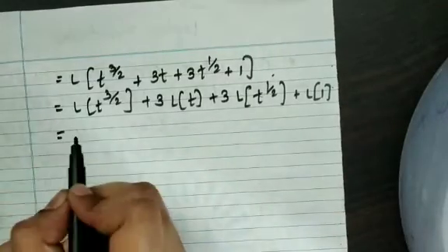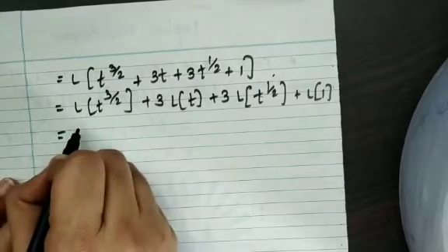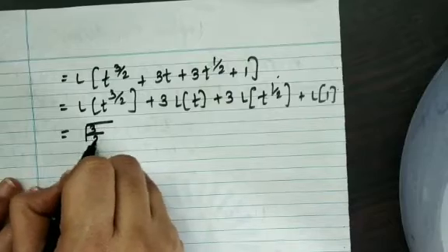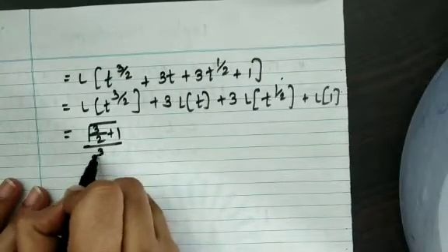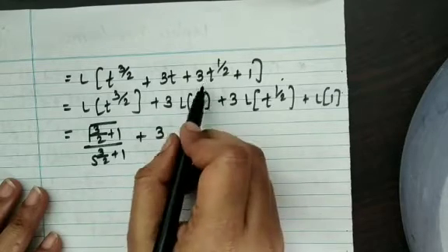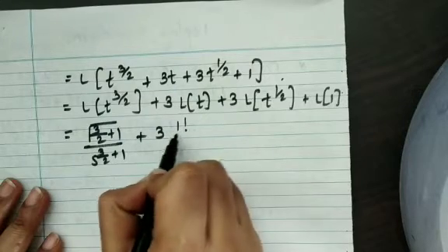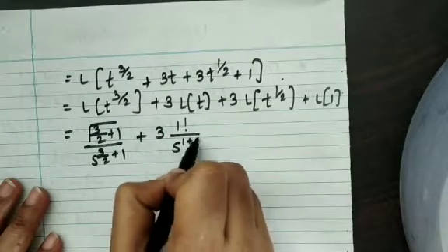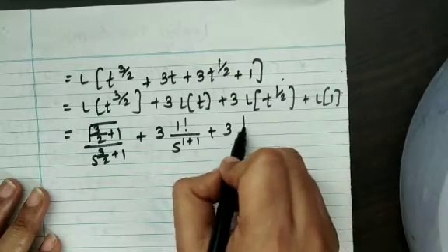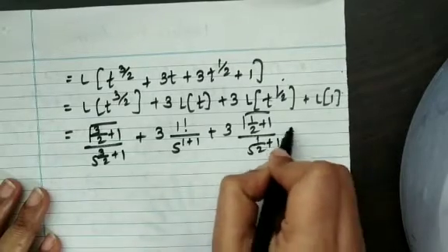All are separated. The Laplace of t raised to 3 by 2, it is not a positive integer, it is not an integer. So the general formula will apply, that is gamma of 3 by 2 plus 1 upon s raised to 3 by 2 plus 1, plus 3 Laplace of t raised to 1, that is 1 factorial upon s raised to 1 plus 1, plus 3 into Laplace of t raised to half, now as general, that is gamma of 1 half plus 1 upon s raised to 1 half plus 1, plus Laplace of 1 is 1 by s.